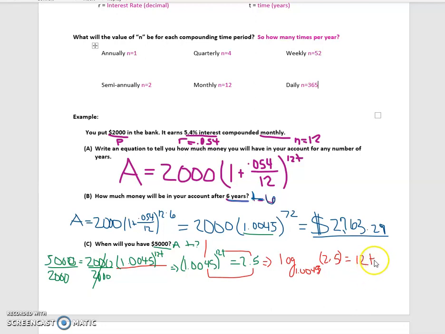Now we want to get t by itself. That's what we do when we solve for t. So we're going to need to divide both sides by 12. This will give us t by itself. I don't like how that line went through my base, so I'm going to redraw that.